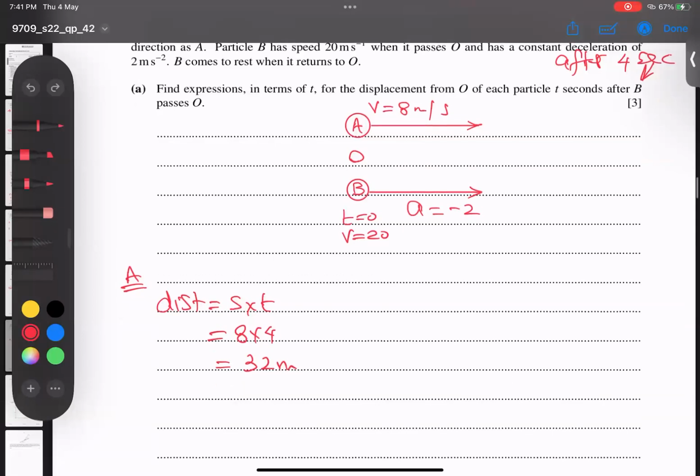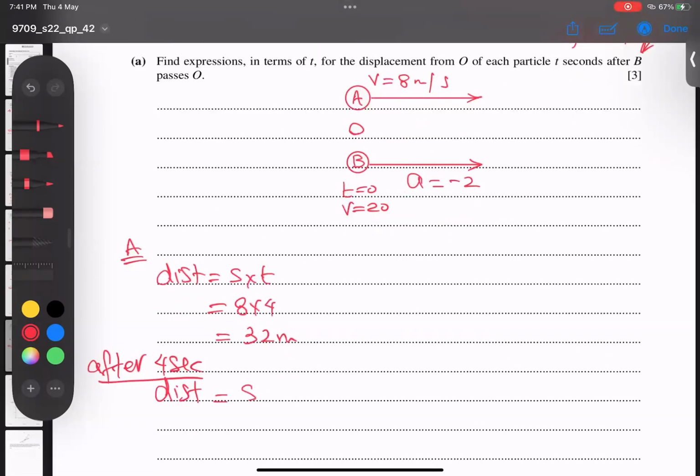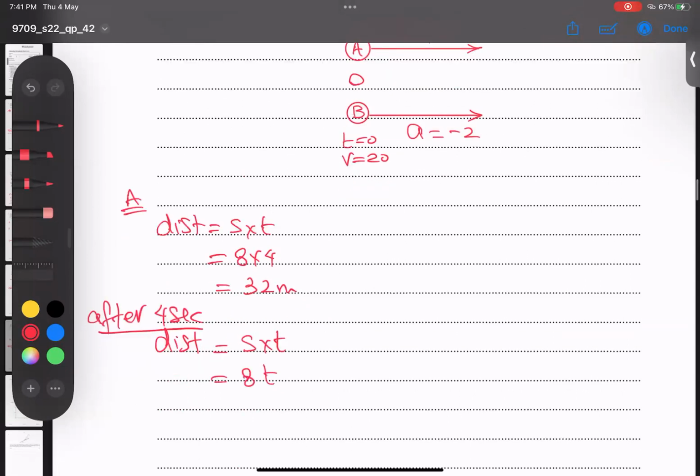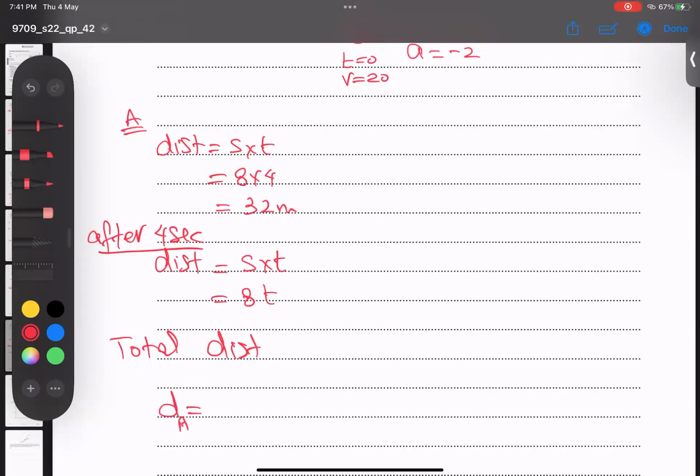So it means distance after 4 seconds, distance becomes what formula, student? Distance equals, again, speed into time, but speed remains 8, time is t, because I don't know what's the time after that. So t. So total distance, we can say that total distance. So distance is equal to what, students? Distance for the A particle is 32 plus 8t. So this is the answer for the A particle. This is done finally.